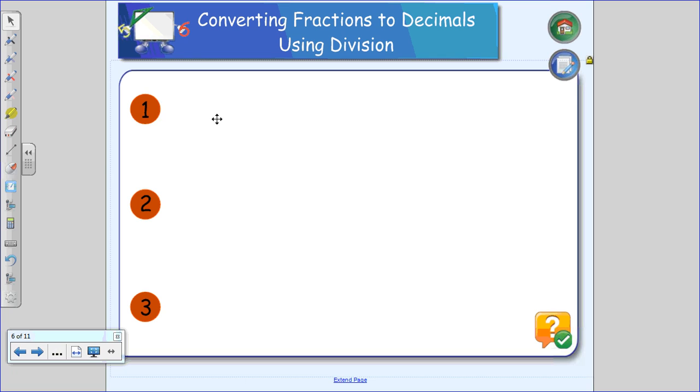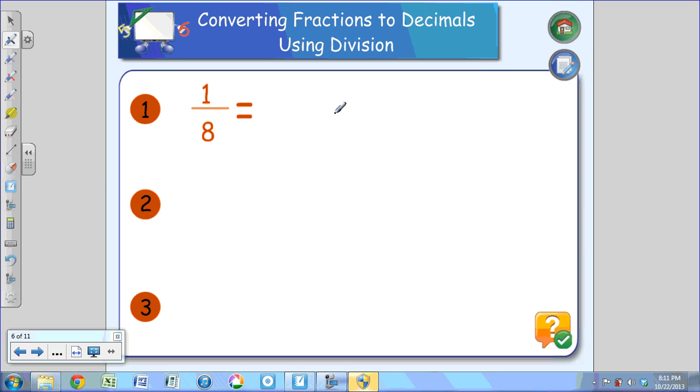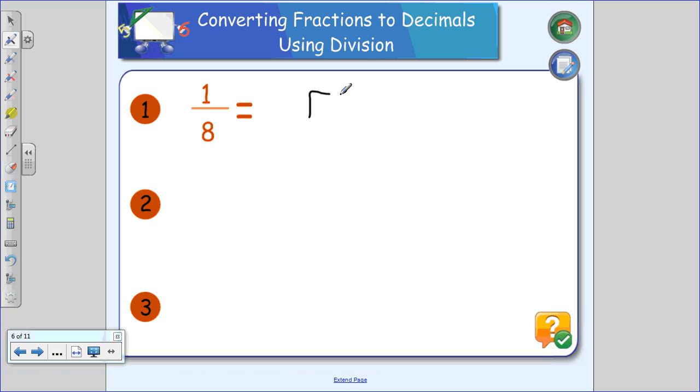1/8. All right, so I'm going to put the 1 underneath in the coffin, right? And 8 on the outside. 1 is definitely smaller than 8, so I'm going to add zeros. Now, I usually add 2 or 3. You might not need that many, but I'm just not sure. So I'm just going to go ahead and put them all there just in case. Then I'm going to put my decimal point up here.